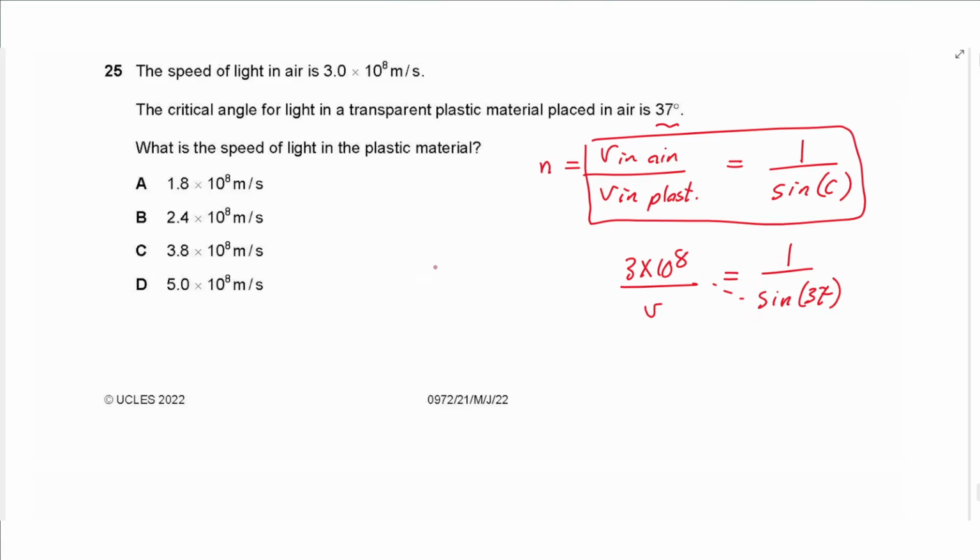That gives an answer for the speed of 1.8054 times 10 to the power of 8. So we can approximate it to 1.8 times 10 to the power of 8. So the answer is A.